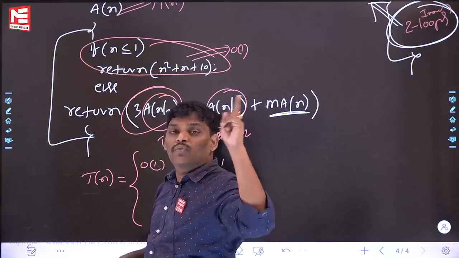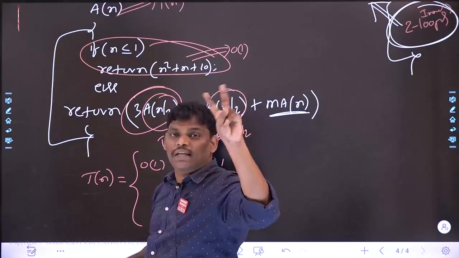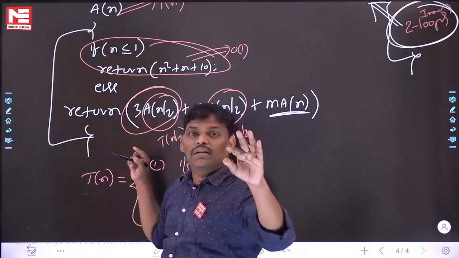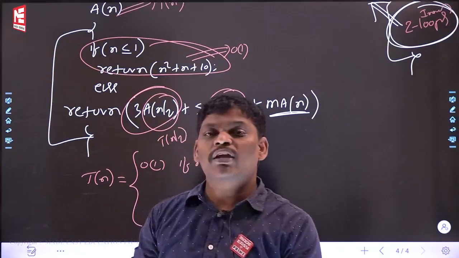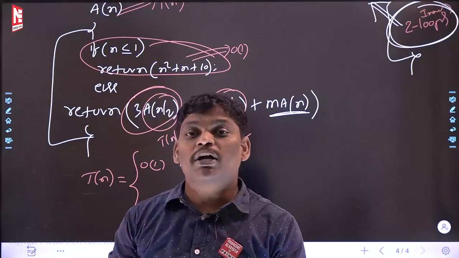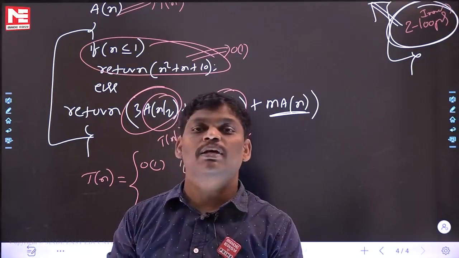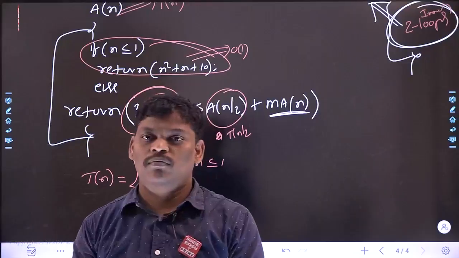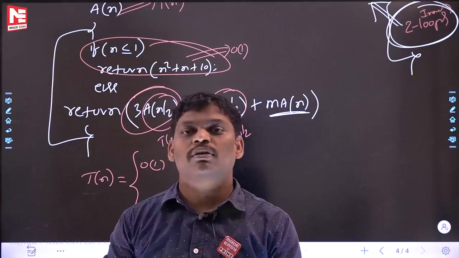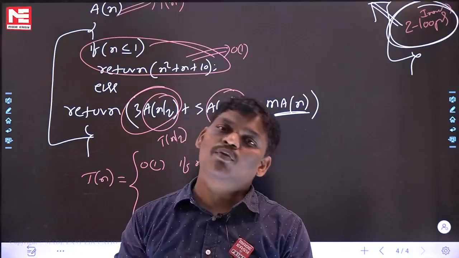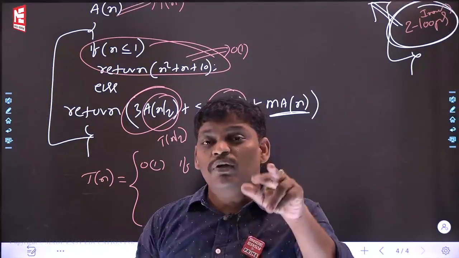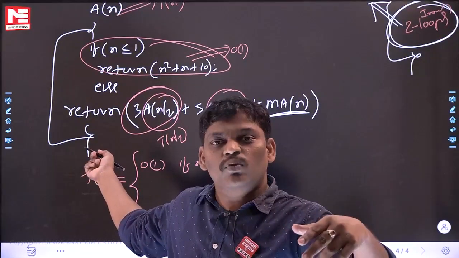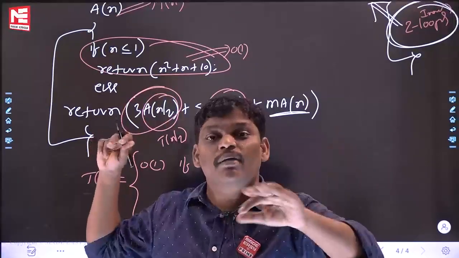See this one: A of n by 2, A of n by 2, A of n by 2. If I write it 3 times in the program, then only 3T of n by 2. If anyone says 3 A of n by 2 is 3T of n by 2, please be careful. It cannot be. Unless I write the A of n by 2 function call 3 times, only then write 3T of n by 2. If you write the recurrence as 3T of n by 2 for 3 A of n by 2, that is not time complexity, that is a value.